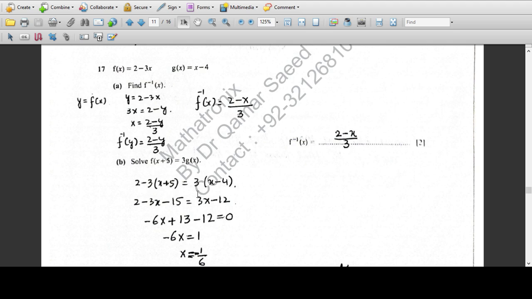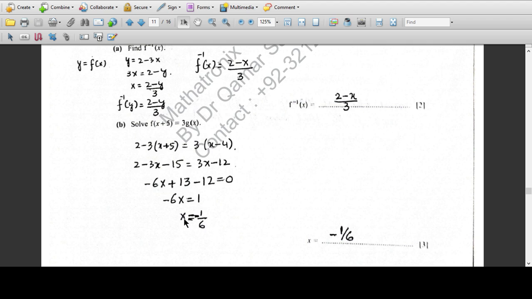So we place everything on the left hand side, minus x, and this is minus 12, and x is obtained as minus 1 upon 6. So take it as simple.